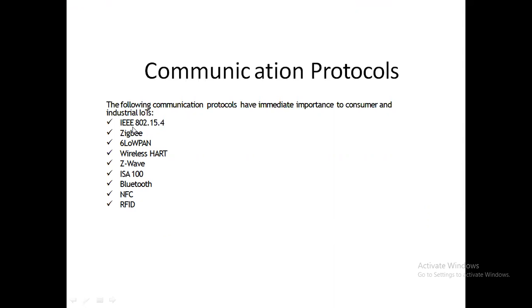So these are the different IoT communication protocols that we can see. IEEE 802.15.4 is one kind of communication protocol used to transfer the data from customer to producer. ZigBee is another communication protocol. 6LoWPAN, WirelessHART, Z-Wave, ISA100, Bluetooth, NFC, RFID. These are all different communication protocols that are used.